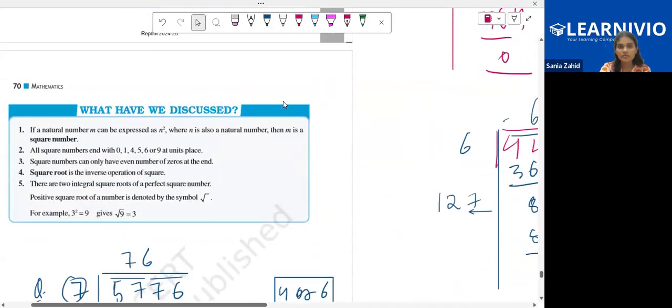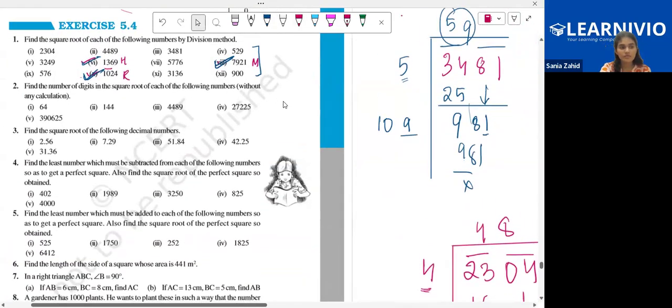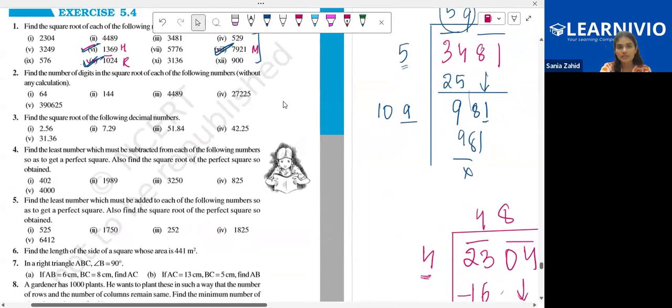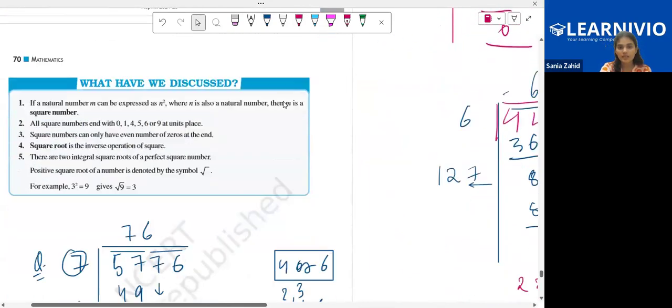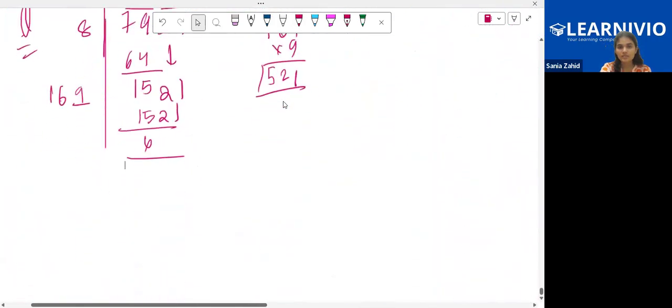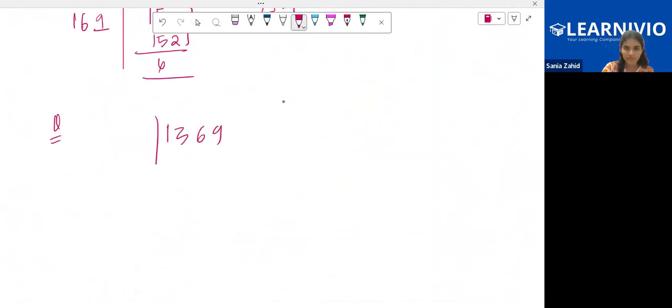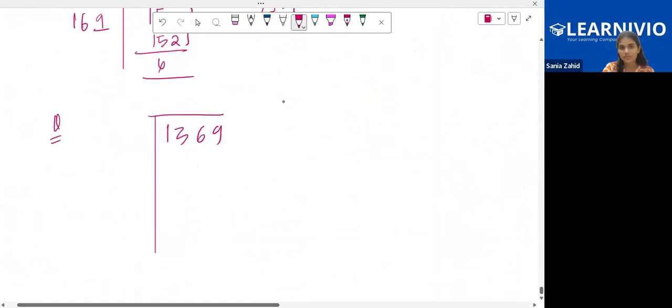Now, Harmeen, have you done? Yes, ma'am. Then the 6th question, 1369. Yeah. So tell us the answer. Ma'am, we have to make pairs of 69 and 13. Yes. So what do you get? The lowest perfect square below 13 is 9.